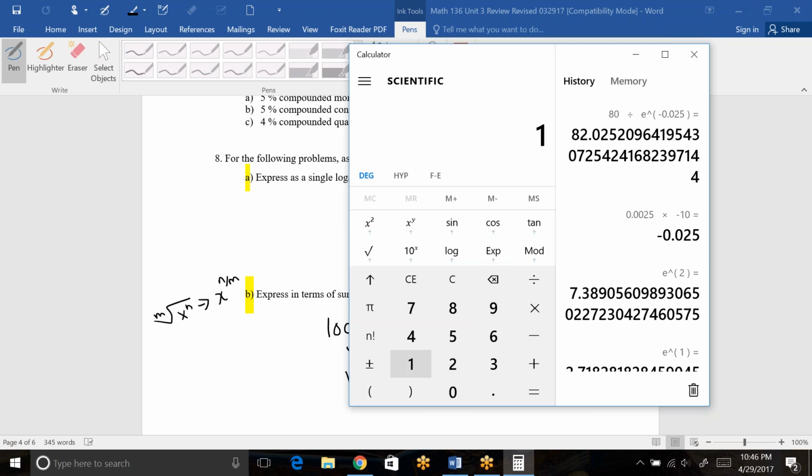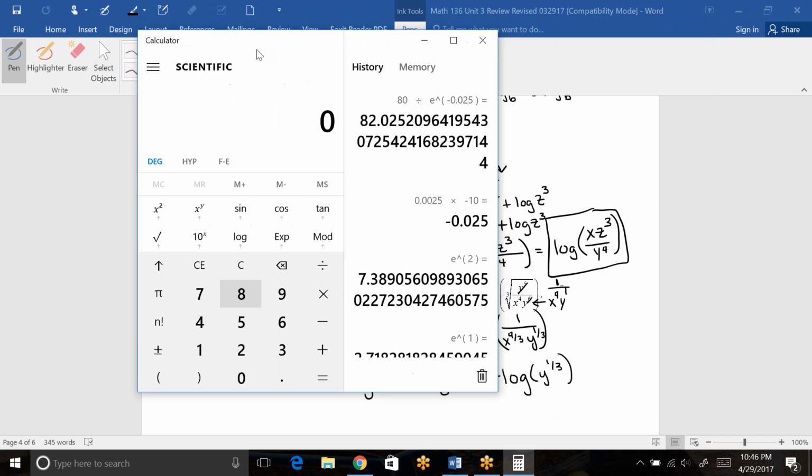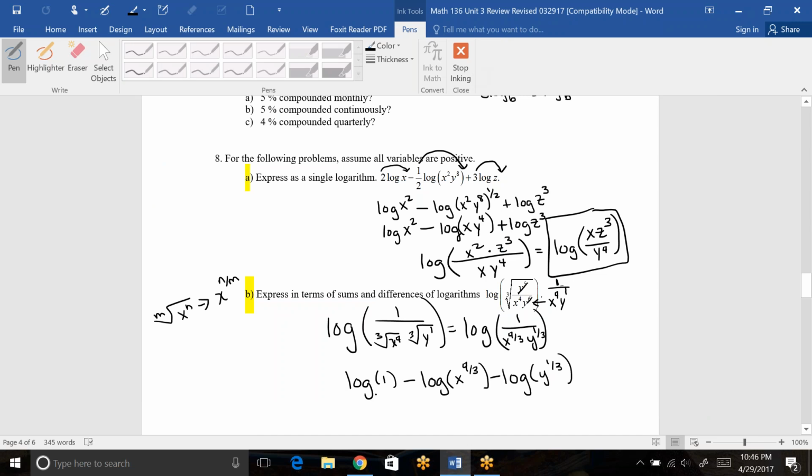If I put in log of 1, so I have to enter mine in backwards, you notice it gives me 0. That's because this is base 10. 10 to what power equals 1? It's 0. So this part right here is actually null. There's nothing to do with that. So anytime a log pops up with a 1 in the argument, you get nothing from it. It's just the number 0.